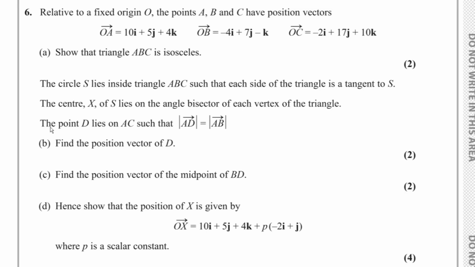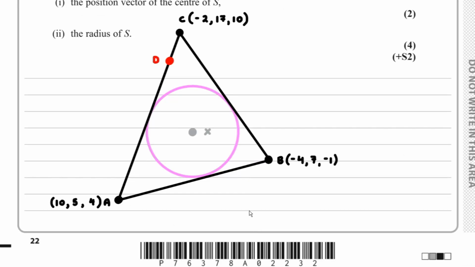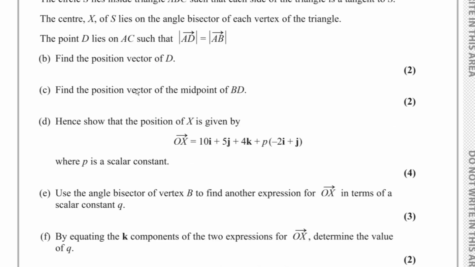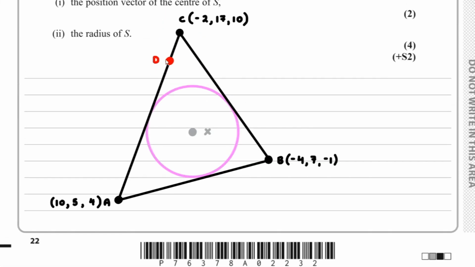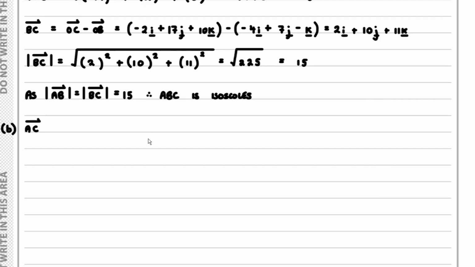And then we know the point D lies on AC such that AD is equal to AB. So here is the point D. For part B, we have to find the position vector of D. To begin with, let's find the length of AC. To do that, we need the vector AC.